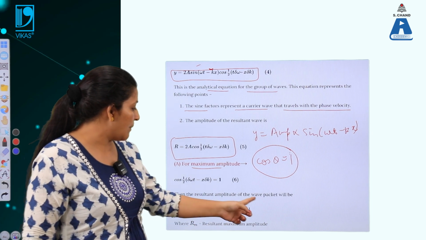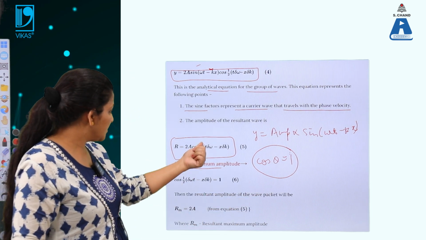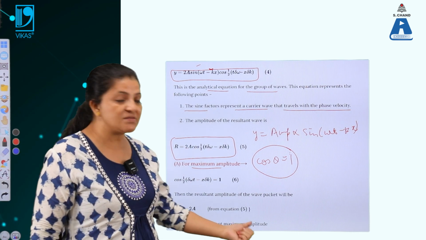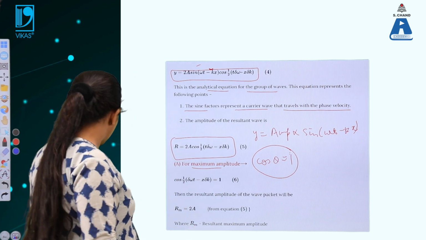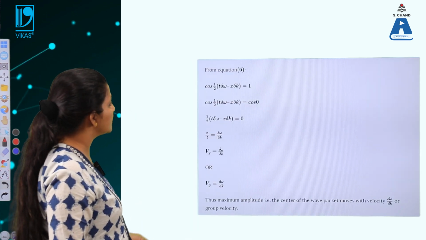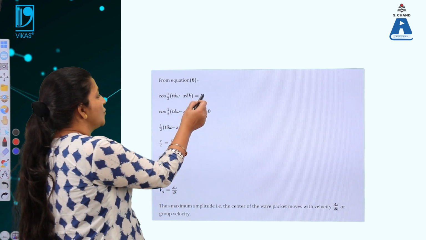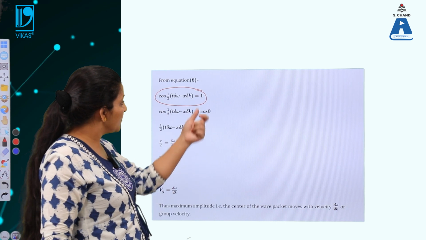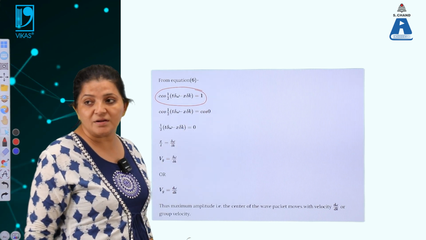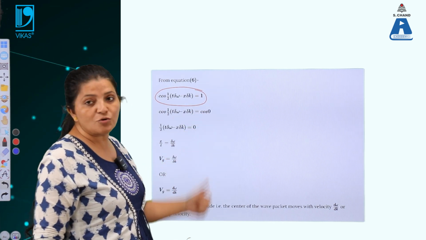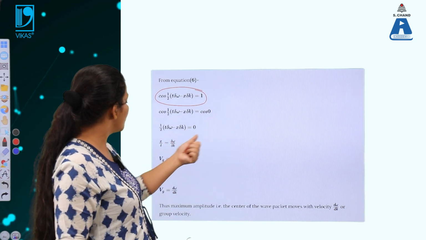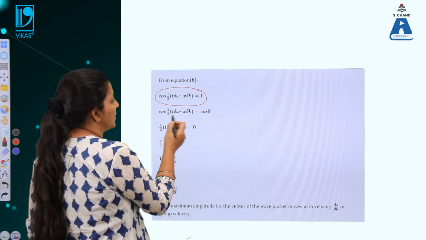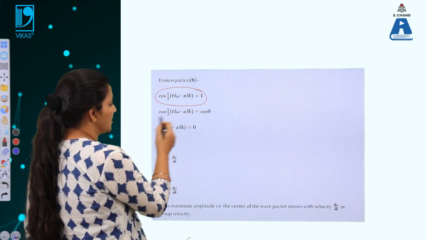So that means the resultant amplitude of the wave factor, if this is equal to 1, will become 2a. What is Rm? That is the resultant maximum amplitude, and that can be calculated over here. Now next, from the given equation, put this value equal to 1. We know that the maximum value of cos is 1 when theta is equal to 0. So this is equal to 0. Now on comparing these two, this cos is equal to cos 0, so theta will be the same on both sides, that is equal to 0.